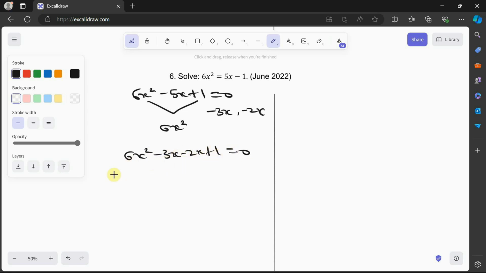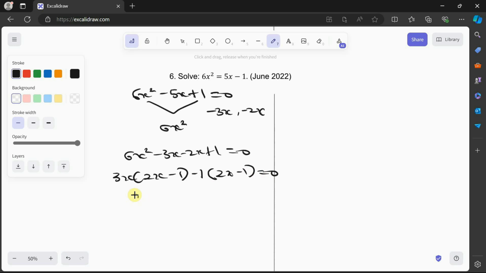What's common in both of them will be 3x. If I divide, this will give me 2x minus 1. What is common in both of them? I could just say minus 1 because I want the same thing inside there. If I say plus 1, I will not have the same thing. You can try that out. Minus 2x divided by minus 1 gives me 2x. Plus 1 divided by minus 1 gives me minus 1 is equal to 0.